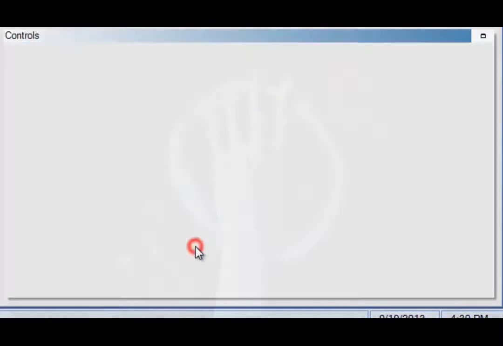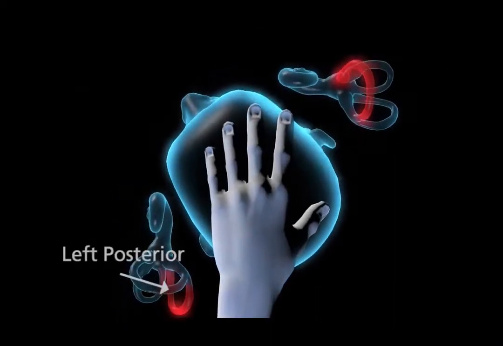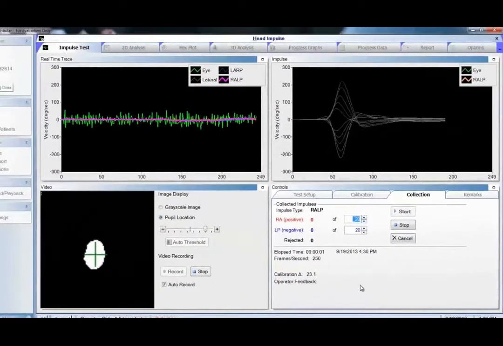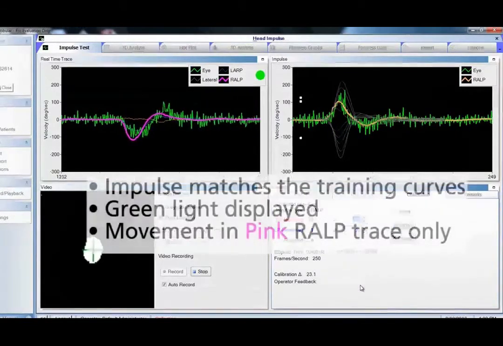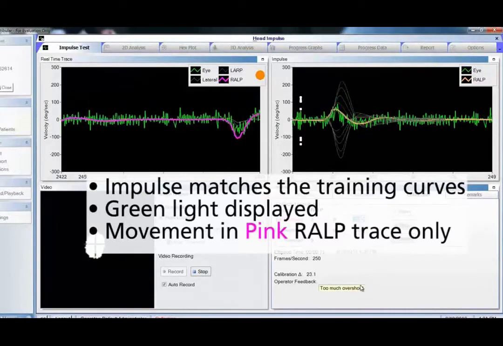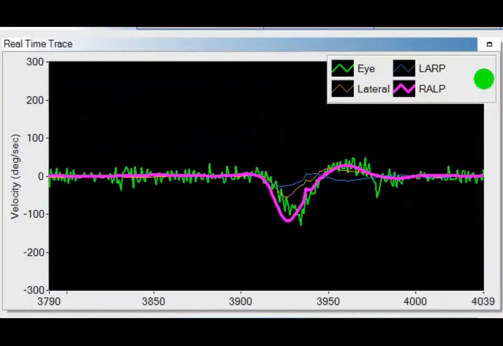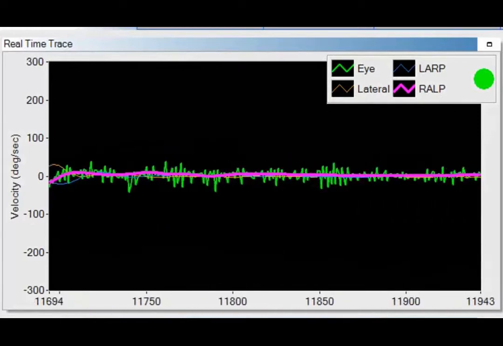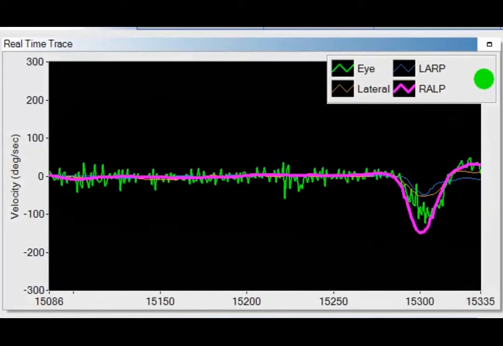When you have the head positioned properly, when you move the head downward, you're stimulating the right anterior canal, and when you move the head backwards, you're stimulating the left posterior canal. Again, no need to recalibrate, as we have already done this before. Make sure your data matches the training curves. Make sure the light is green, and also be looking: the pink trace now for RALP should be the only head trace that is moving. The orange and the blue should be fairly flat. If you get an orange light and it says wrong plane stimulated, you're either moving the head towards the nose or you pulled the head back towards the center.